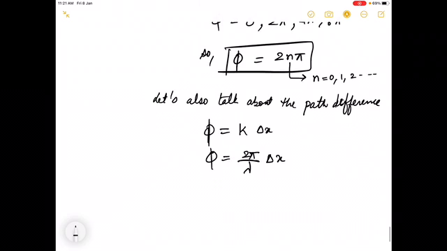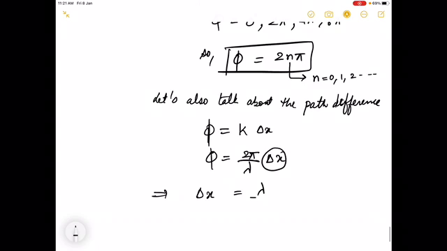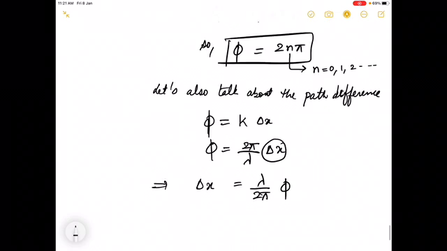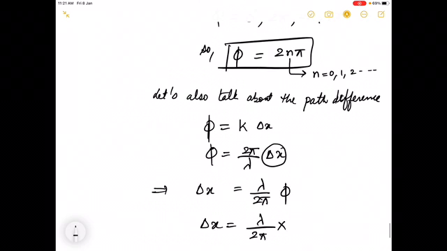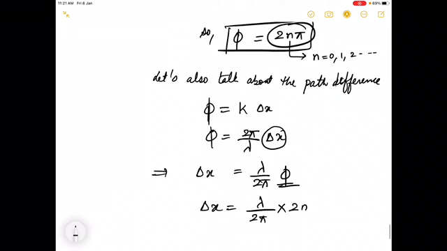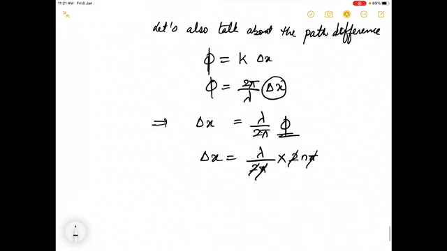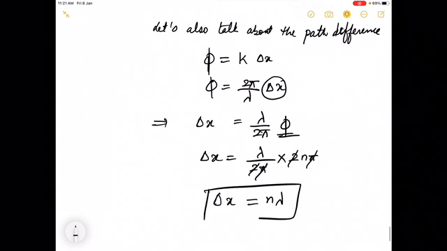Yes or no? Now here del x is the path difference, so I can say del x is equal to lambda by 2 pi times phi. Yes or no? I hope everybody agrees with me, right? So your del x is equal to lambda by 2 pi multiplied by, for constructive interference, the value of phi should be 2n pi, right? So just cancel the pi, this will also get cancelled, so you will get the path difference should be equal to n times lambda.